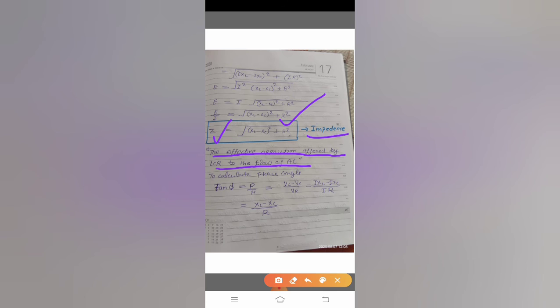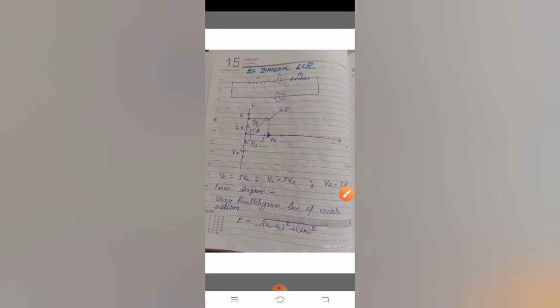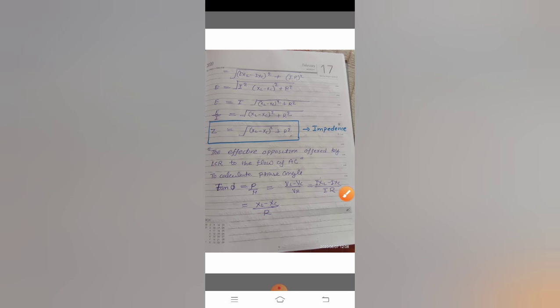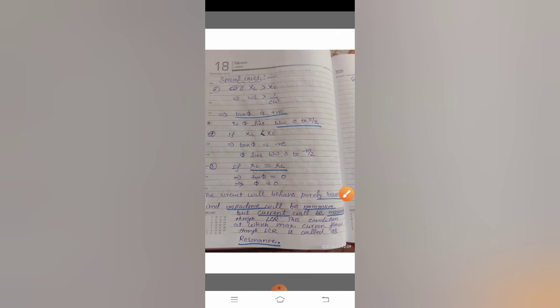Okay, next is angle, means how to find angle. So this you know that tan of theta is equal to perpendicular upon base. If you will see from diagram, perpendicular is your VL minus VC and base is your VR. So that's why it is VL minus VC upon VR. Put the values, then you are getting XL minus XC upon R. So this is the value of tan phi. Now we'll discuss some special cases.